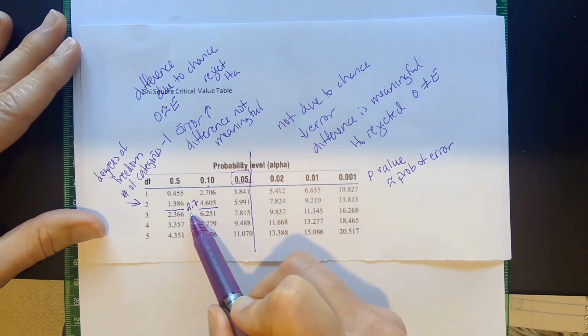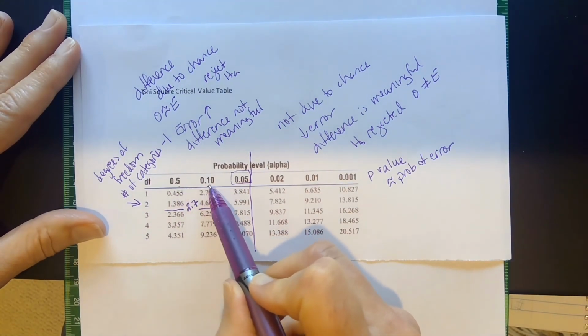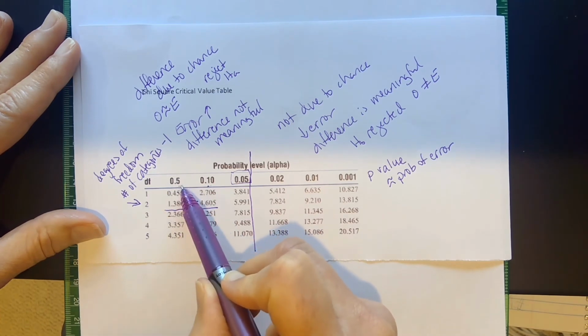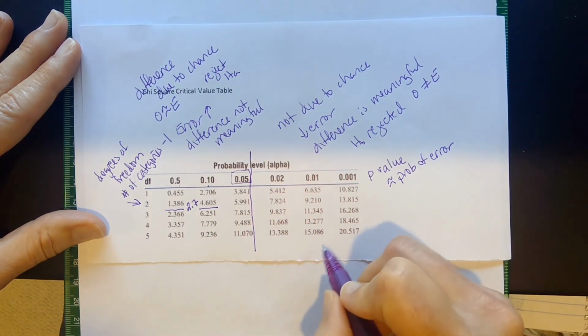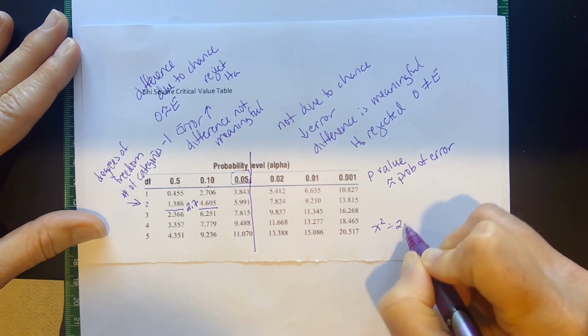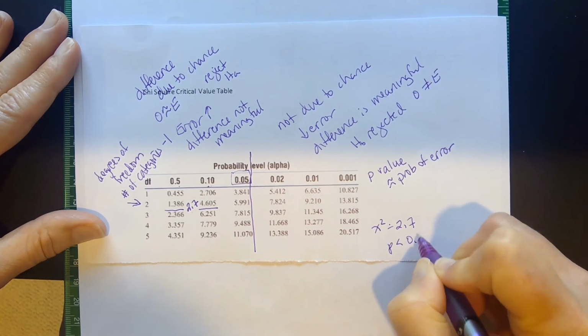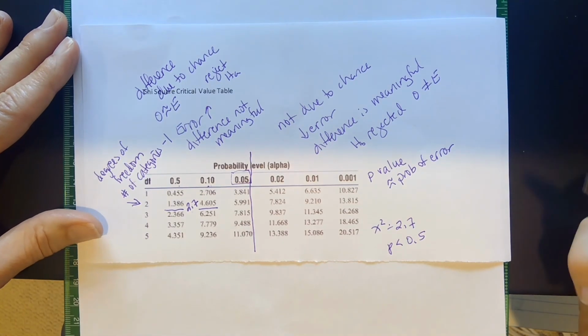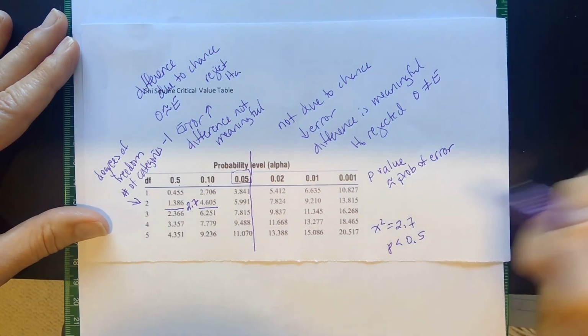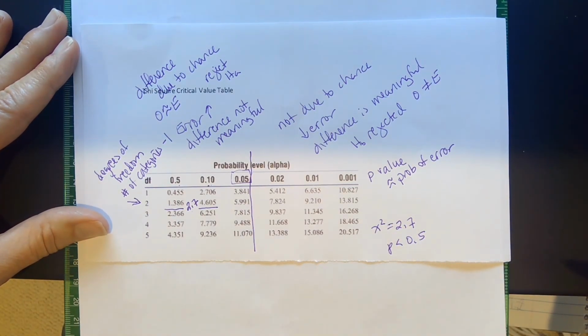So for our result here, our p-value we would report as less than 0.5. If you had this calculated chi-square statistic of 2.7, p is less than 0.5, or the error is between 10% and 50% error, like I said. So this is a not significant difference between these two data sets.